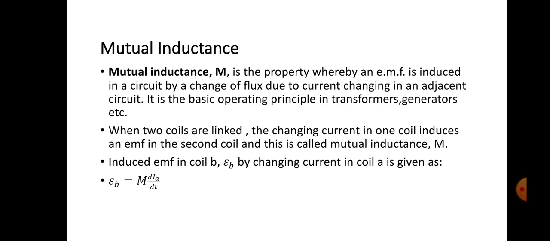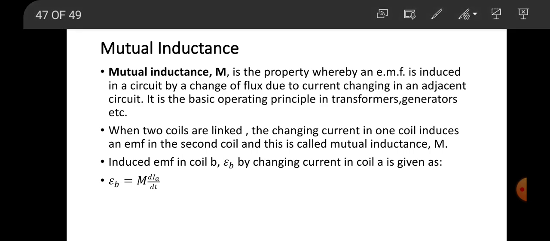So when two coils are linked, the changing current in one coil induces an EMF in the second coil, and this is called mutual inductance, M. Now the induced EMF in coil B, which is EB, by changing current in coil A is given as: the EMF will be equal to M, the mutual inductance, times the change in current in coil A, all over t.